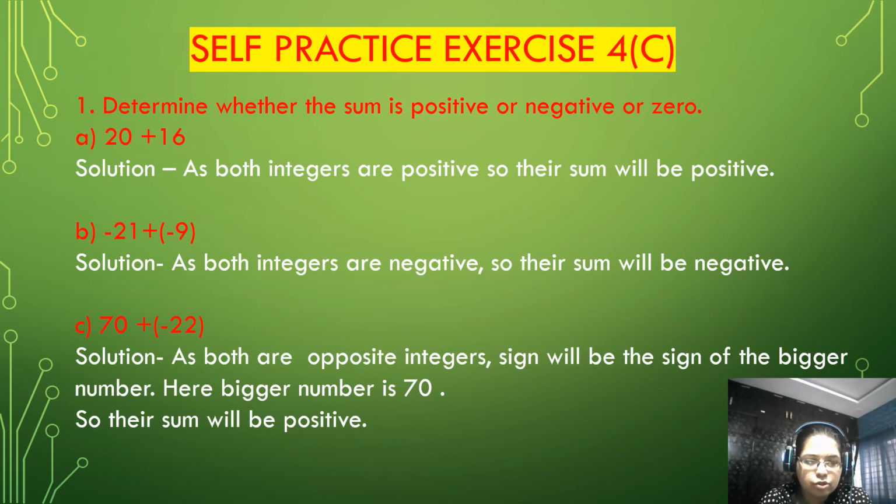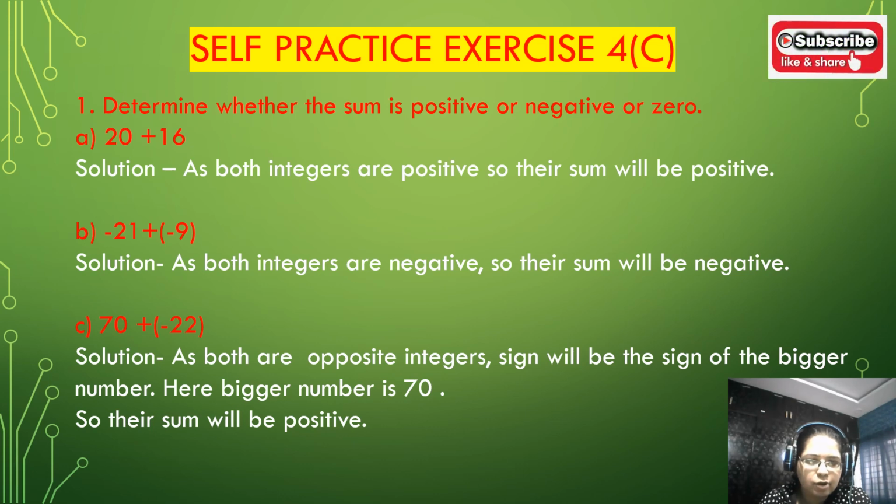Now we solve question number 1, and question number 1 is determine whether the sum is positive or negative or 0. First is A, 20 plus 16. Both are positive integers, so their sum will be positive. B. Minus 21 plus minus 9. Both are negative integers, so their sum will be negative.